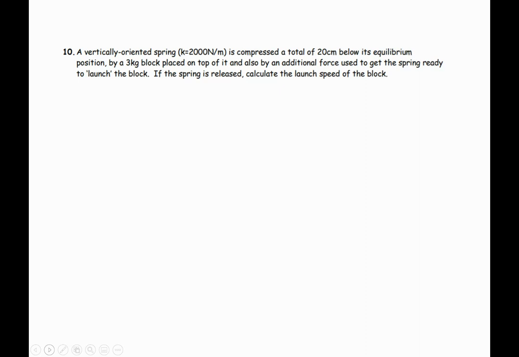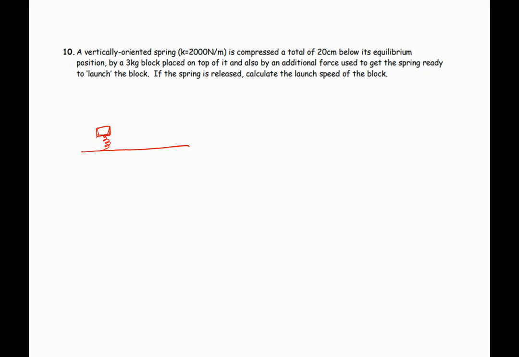So for question number 10, it says a vertically oriented spring with 2,000 newtons per meter as your spring constant is compressed to a total of 20 centimeters below its equilibrium position by a 3 kilogram block placed on top of it, and also by an additional force used to get the spring ready to launch. So when I think about this problem, I'm thinking about an arcade game, okay? And when you have your arcade game, it's like having a ball right here.